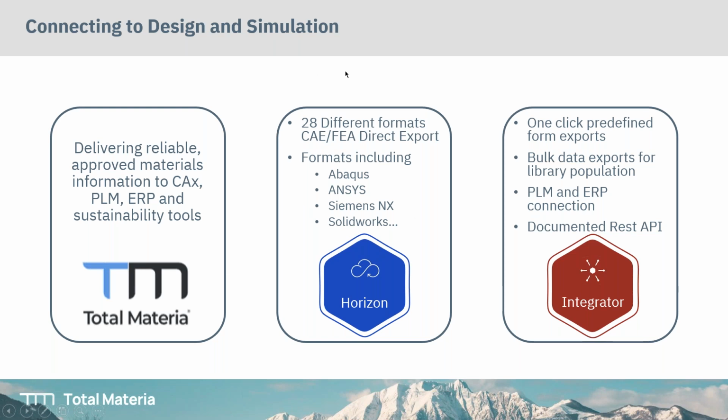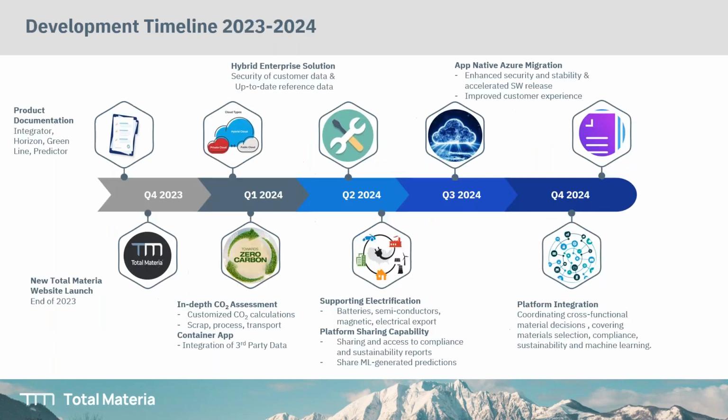Plus, you can export these material cards to your Excel file so that you will still have a lot of information when you are creating a material card in your simulation software. At the same time, with one click, predefined exports, bulk data exports for library population, PLM and ERP connection, documented REST API. So Horizon, an integrator, is the first and high-level advanced step for creating your own material information memory of the company.